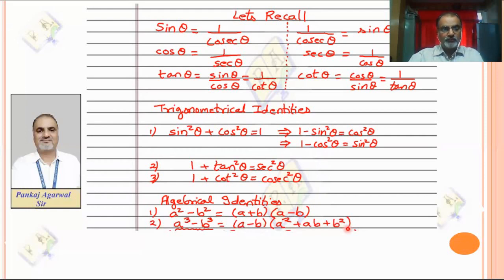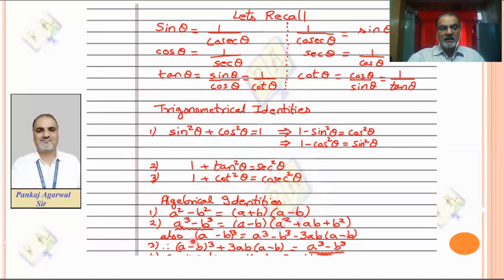We'll also do one problem based on one more formula, and that is a minus b the whole cube. What is a minus b the whole cube? It is a cube minus b cube minus 3ab into a minus b. Take minus 3ab into a minus b to the left hand side, it will become positive. Therefore, what is the a cube minus b cube formula? It is a minus b the whole cube plus 3ab into a minus b.